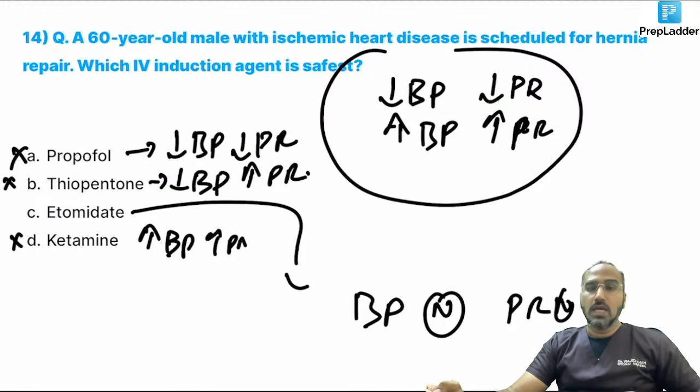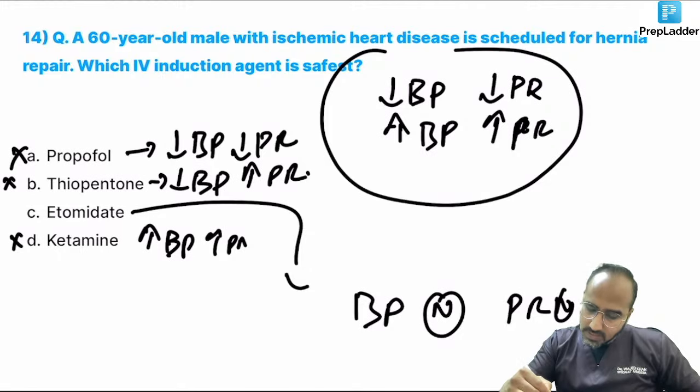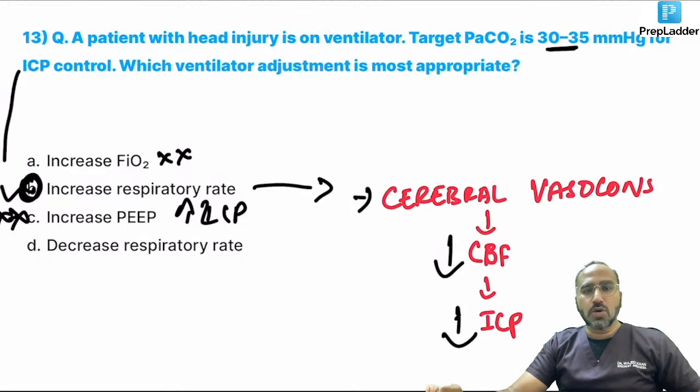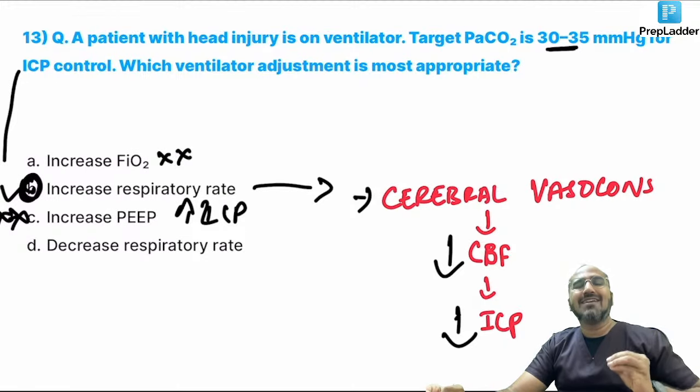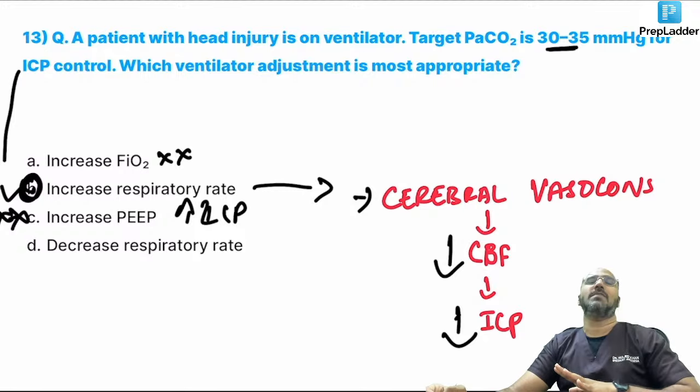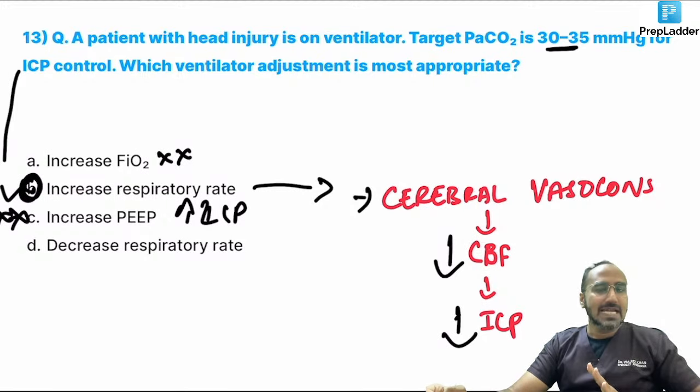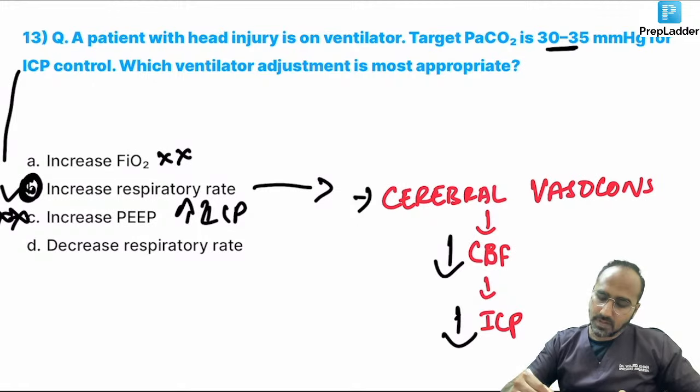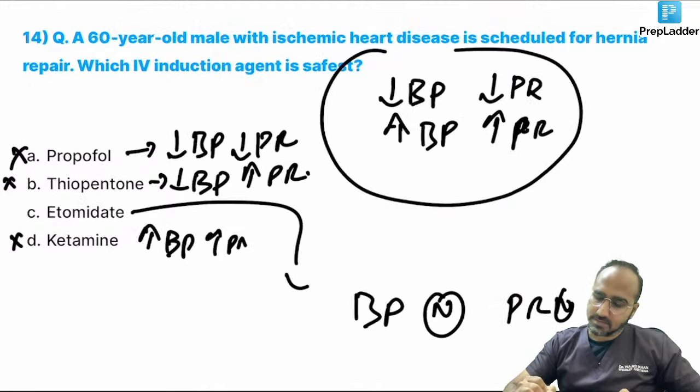Okay. So guys, just a second over here. So look over here. If I am increasing the respiratory rate, what will it do? It will cause cerebral vasoconstriction, and that cerebral vasoconstriction will decrease the cerebral blood flow, and hence ICP will be decreased. Okay? Is it clear? Sure. PEEP is used in ARDS patients. Yes, because in ARDS patients the oxygenation is low.